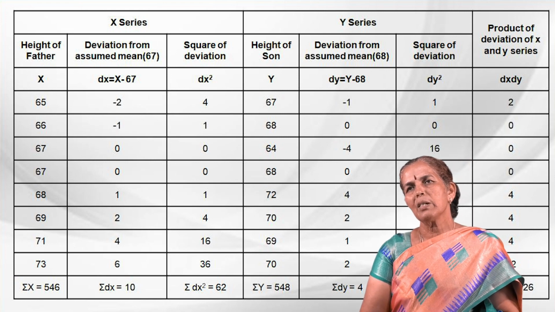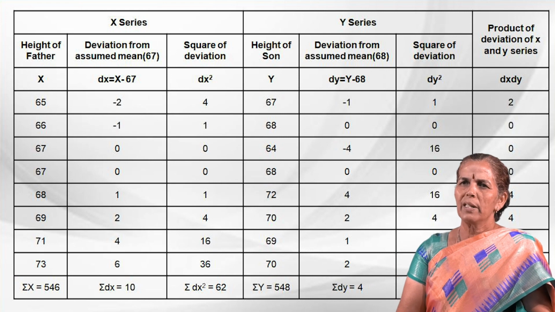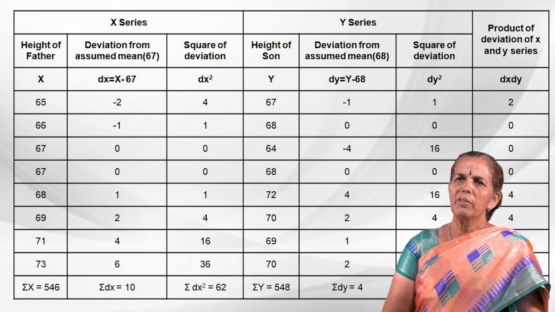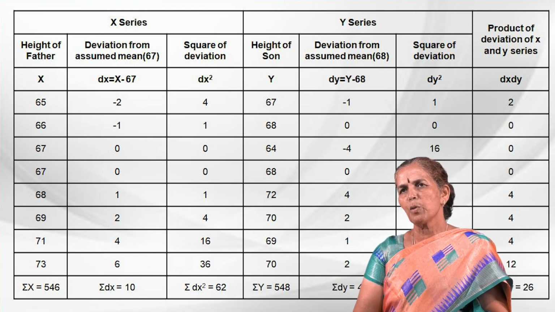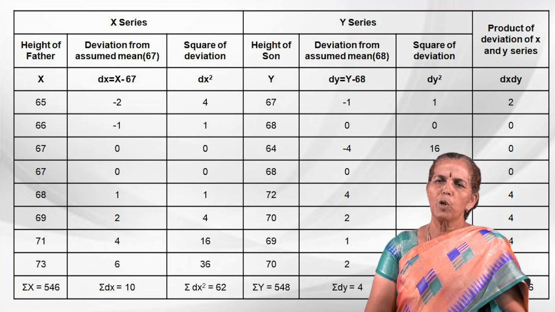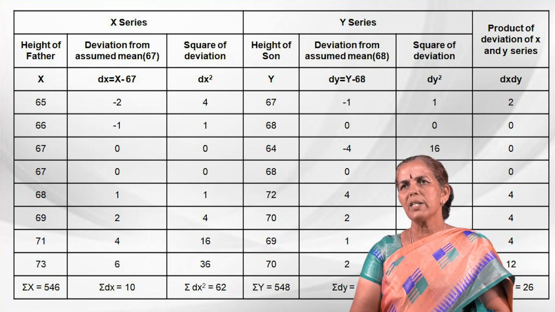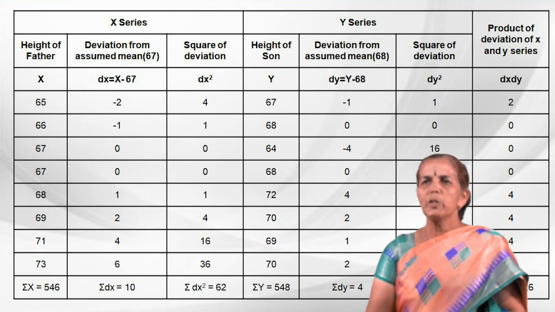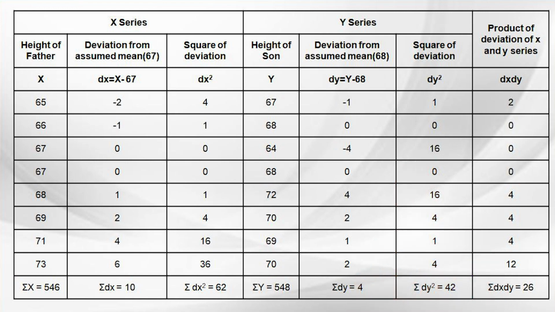Next, we are taking height of son as y. Then after that, in the next column we are opening dy, which is nothing but we have to subtract 68 from each y value. We got it as -1, 0, -4, 0, 4, 2, 1, 2. When you are summing up this column, summation dy equal to 4. Next, we have to square this deviation value, denoted as dy square: 1, 0, 16, 0, 16, 4, 1, 4. When you are summing up, summation dy squared equal to 42.